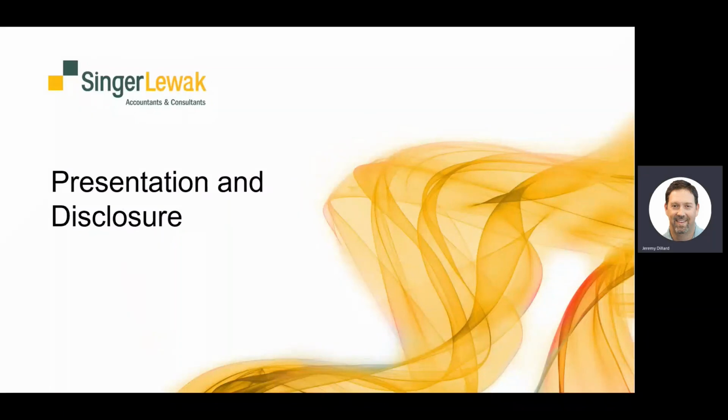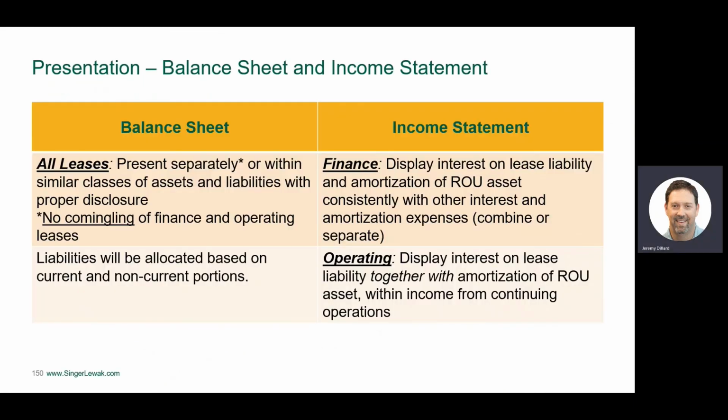Let's now move from the accounting details to how leases are presented and disclosed in the financial statements. On the balance sheet, finance and operating lease assets should be separate line items in the asset section. However, the finance and operating lease liabilities can be combined, but they need to be classified as current or non-current liabilities. On the income statement, finance leases are expensed as amortization and interest. For operating leases, the expenses are all reported as lease or rent expense.